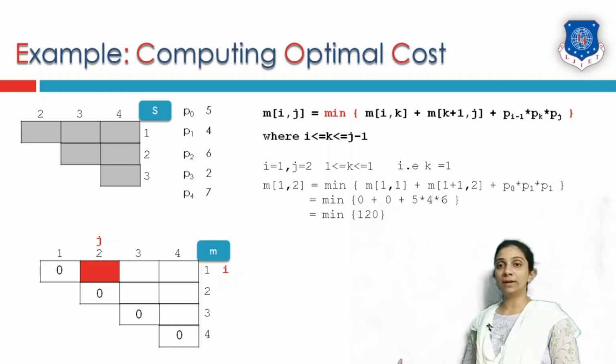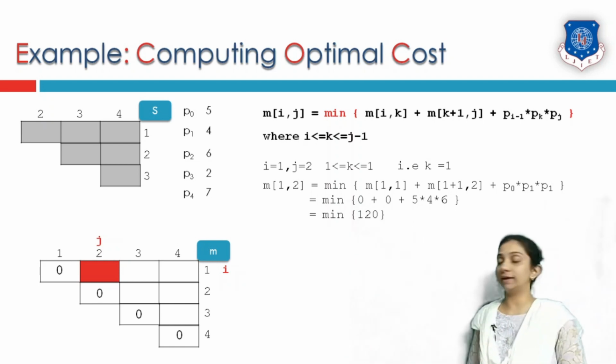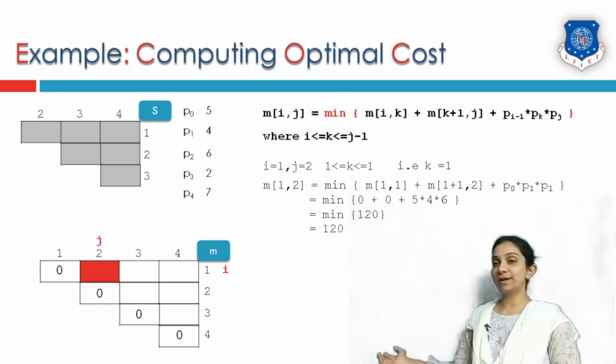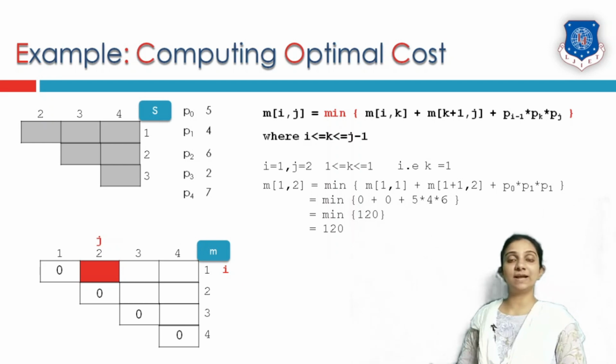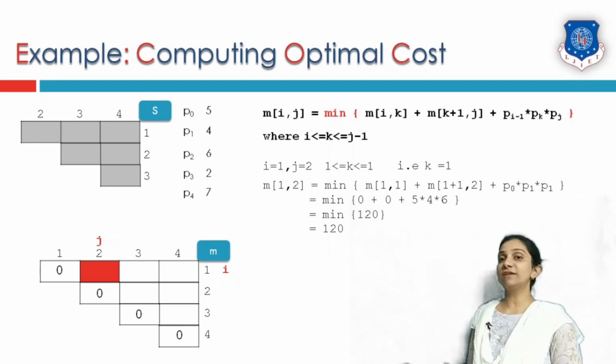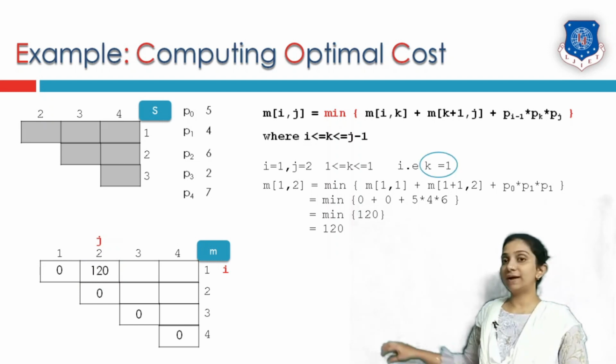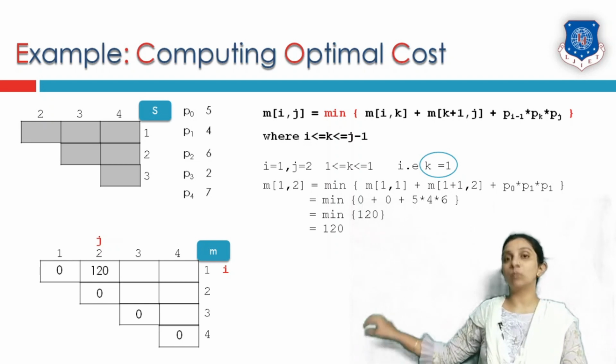As there is only one number whose minimum has to be taken out, the number will be itself the minimum value. So from a set that has only one element, the element itself is the minimum. So this 120 value will be filled up inside the table. We also have to fill up our S table. So the value we have filled in cell number 1 comma 2.